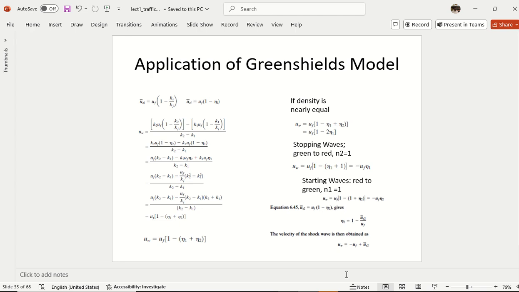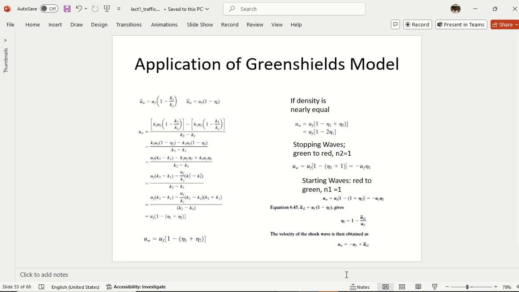Eta 1 means what? What was eta? So eta 1 means K1 upon Kj, and eta 2 means K2 upon Kj. Clear? You can look at the rest of the steps. All the steps are shown. They are from a book which I don't know which one.